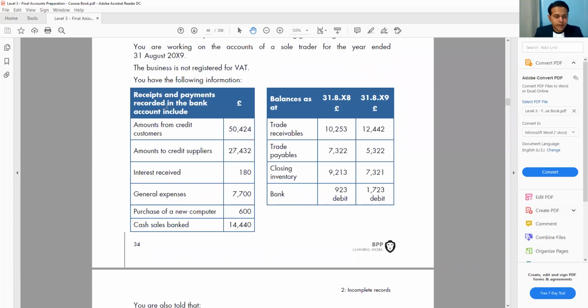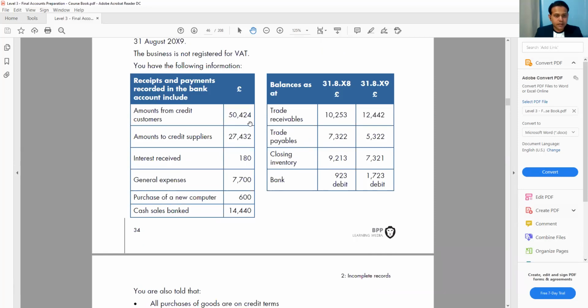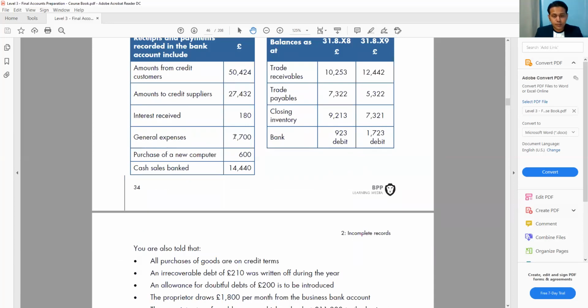Receipt and payment record in the bank account. We have received from the credit customer 50,000. We paid to our credit supplier 27,000. Interest received, we received 180. For the general expense we paid 7,700. Purchase of a new computer, we paid 600. And from the cash sale at bank, we received 14,440.